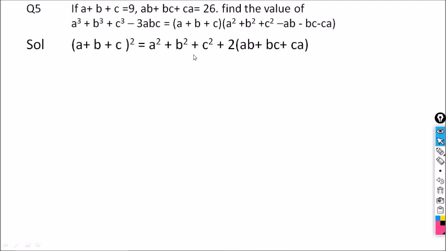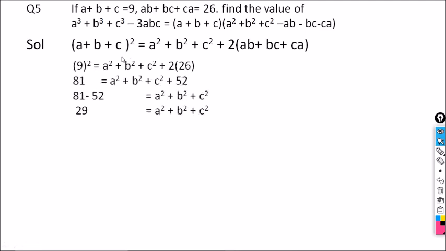So we will start this question from the identity (a + b + c) whole square, which is a square plus b square plus c square, by finding the value of a square plus b square plus c square. Let us start with this problem. Here a + b + c is given as 9, so 9 square is equal to a square plus b square plus c square, and 2 times of ab plus bc plus ca, whose value is given as 26.